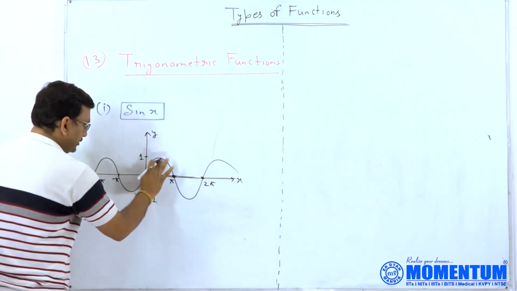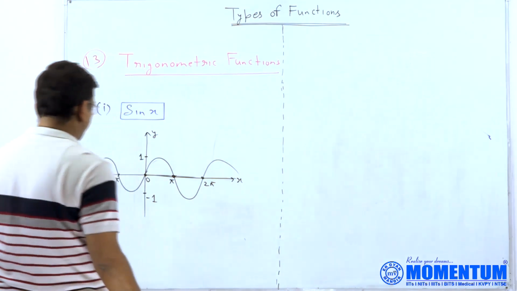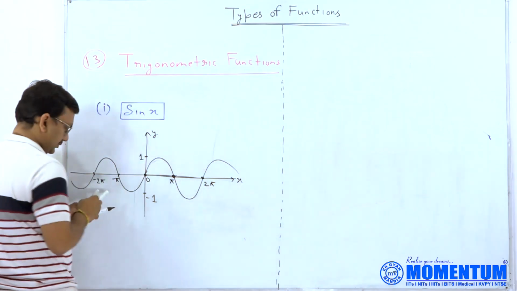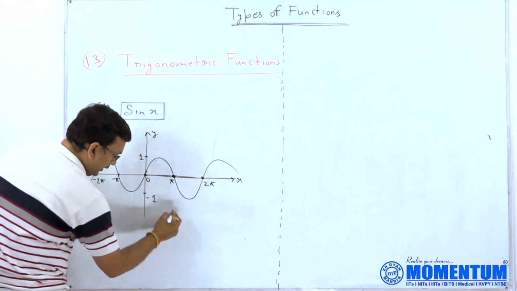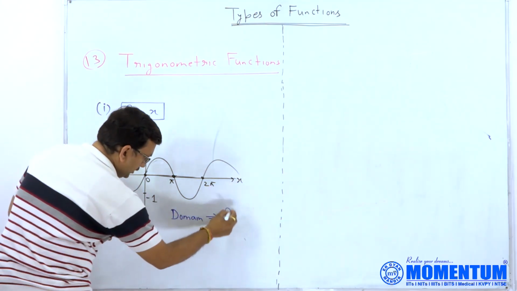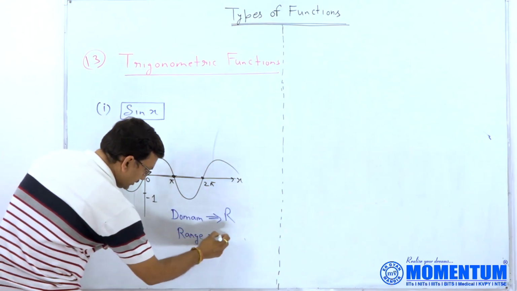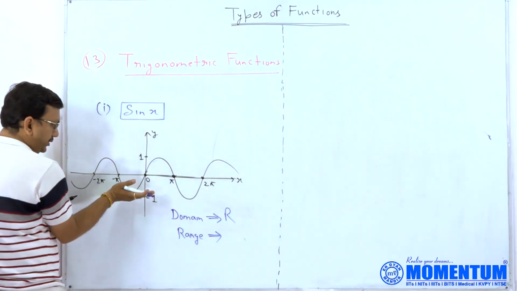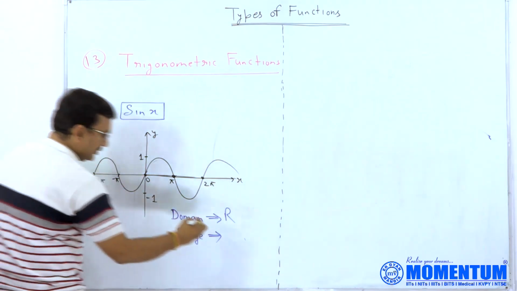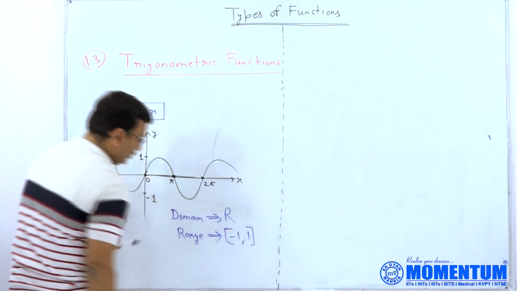So, dear students, this is the diagram of the first trigonometric function, sine of x, domain and range. From the diagram, domain is all x. Range is found on the y-axis, and on the y-axis you can see the minimum value is -1, the maximum is 1. So, range is square bracket -1 to +1.